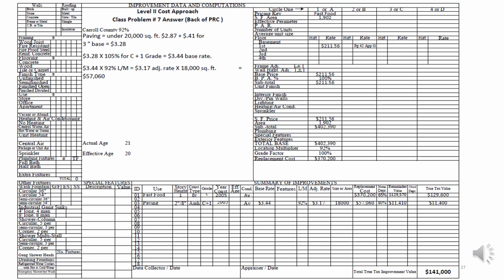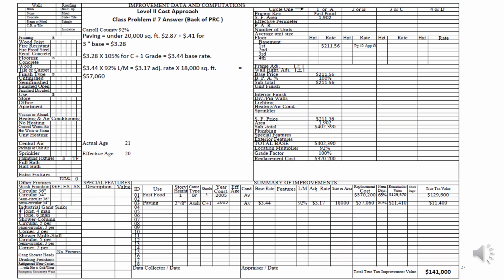So for this one, our square foot was 18,000. So when we're in Appendix G, we're going to go to our paving, and we need to look at our under 20,000 square foot. This is going to give us a base rate of $2.87, but that's only for our 2 over 5-inch base. So we need to remember to add for the 3-inch base of 41 cents. That's going to give us a new base rate of $3.28.